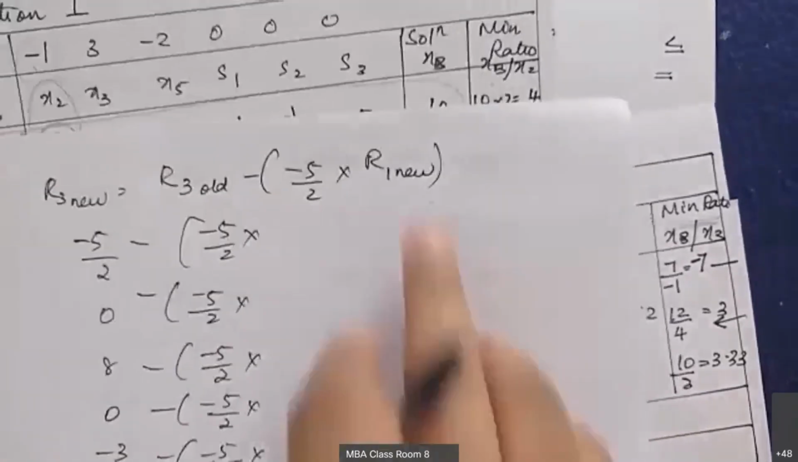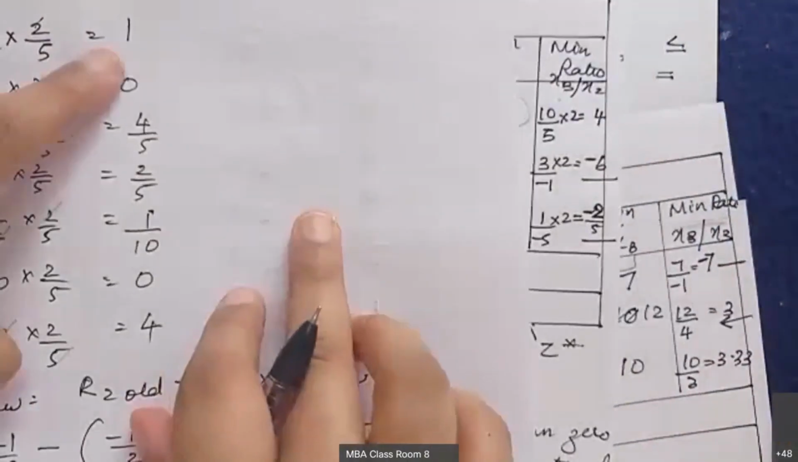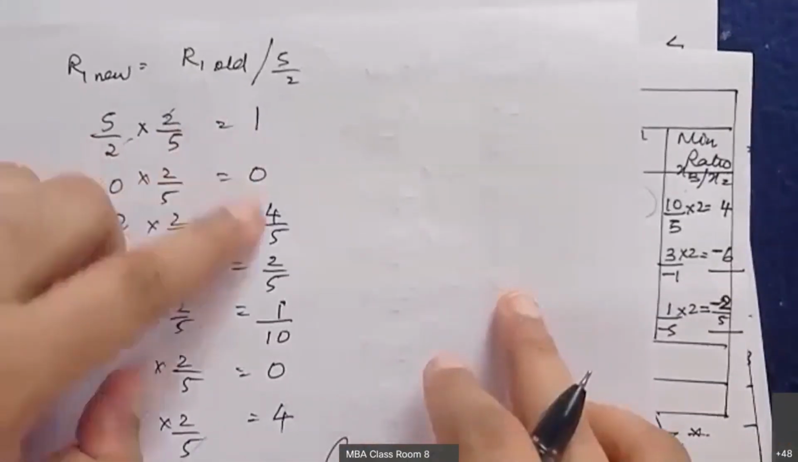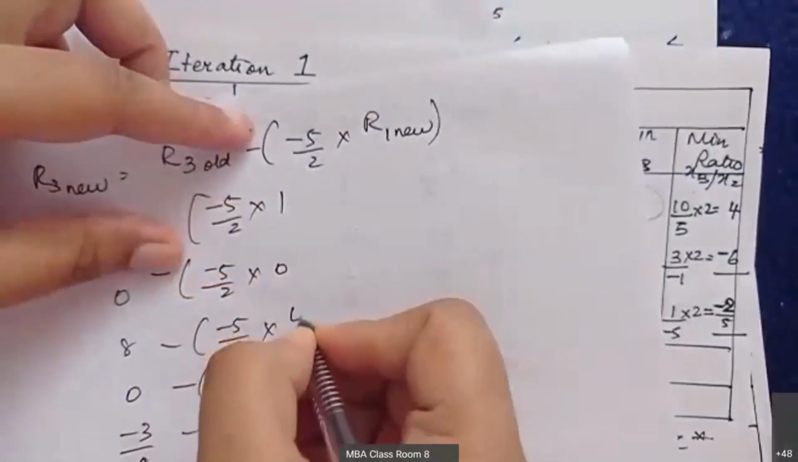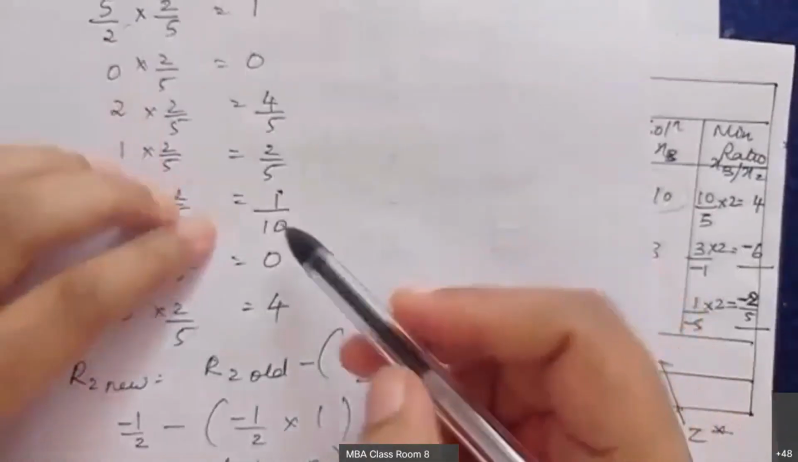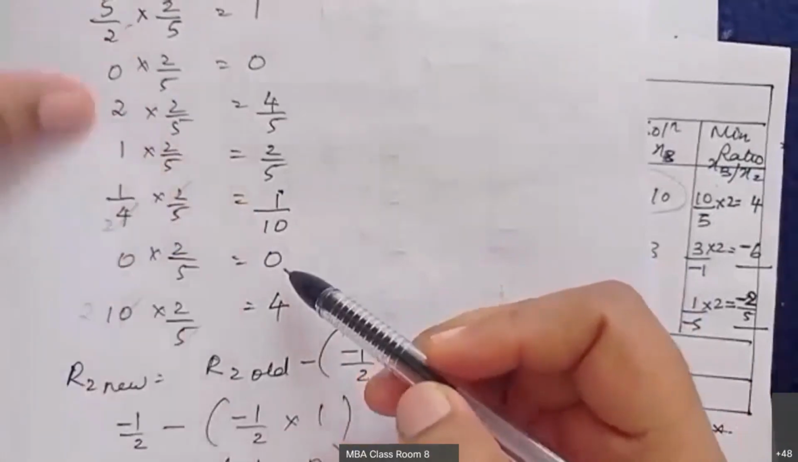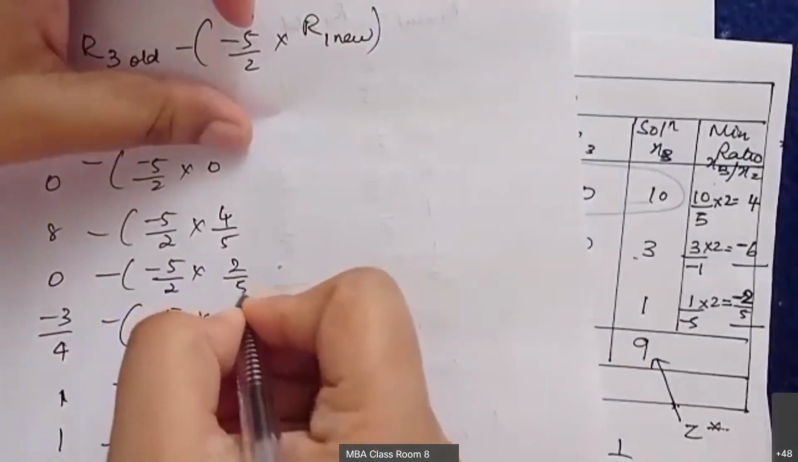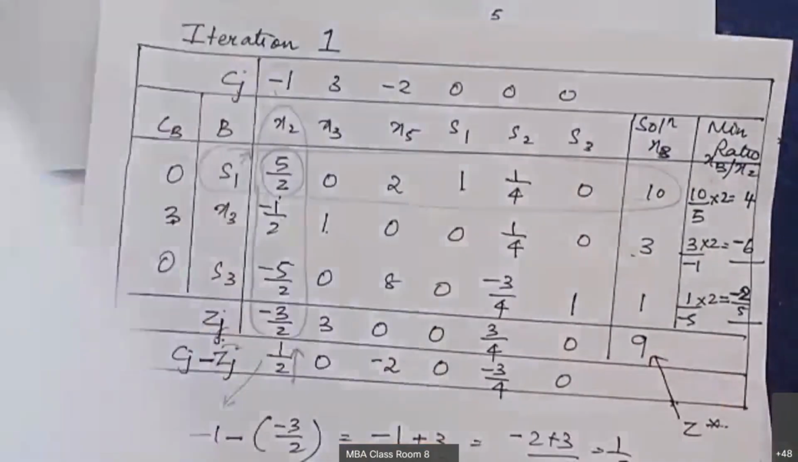Okay. Now R1 new. What are the values of R1 new? We had found over here. That is 1, 0, 4 by 5, then 2 by 5. Can you see? 2 by 5, 1 by 10, 0 and 4.